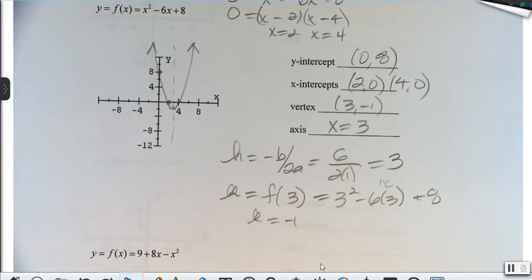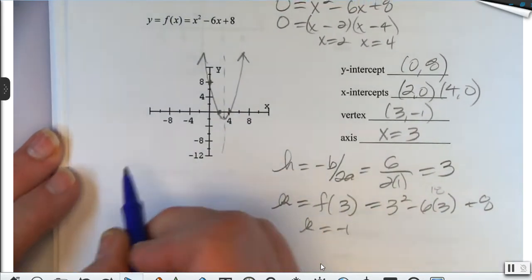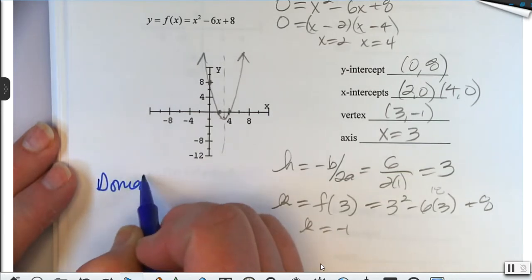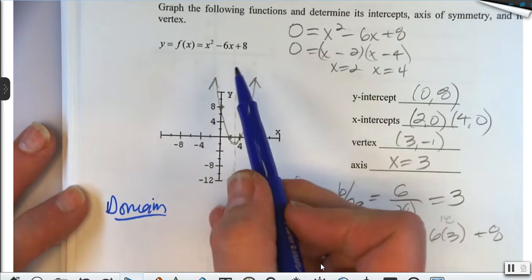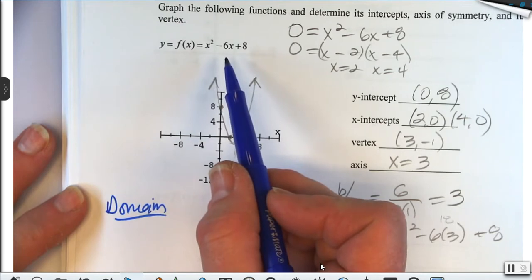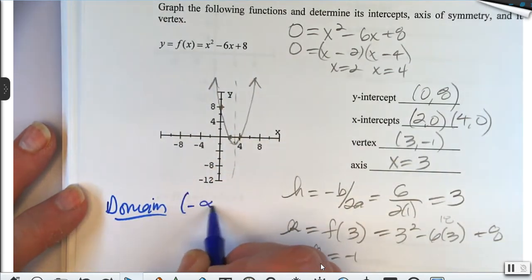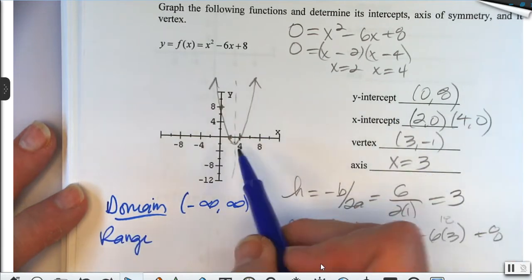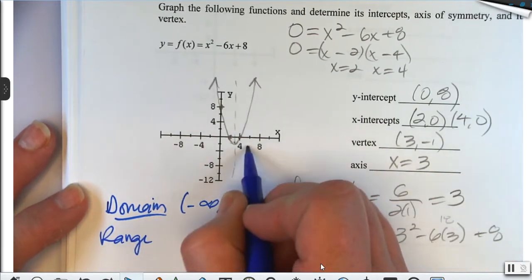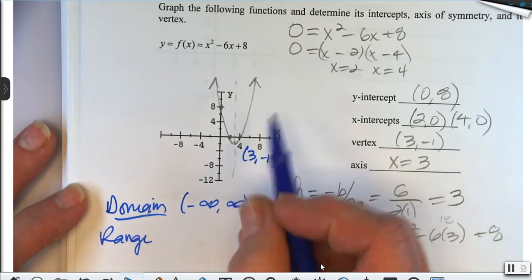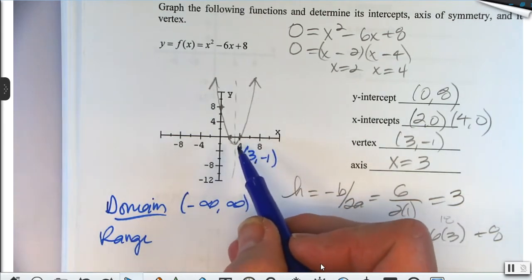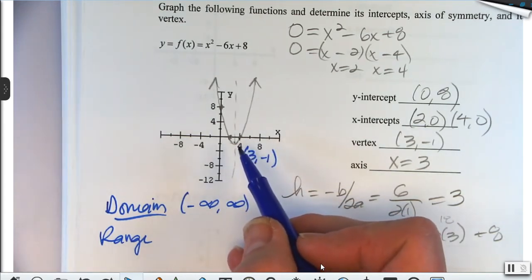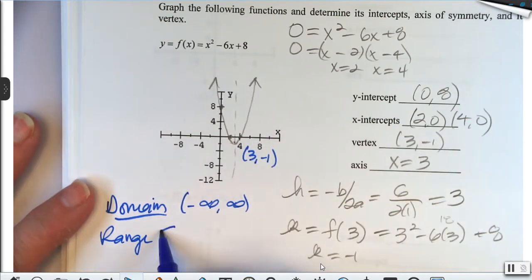Now, one other thing I want to know here is, let's say we were talking about domain and range. So domain, when you're dealing with a quadratic function, there's no limitation on what we can put in for x. We can put in anything we like. But the range, if we look at the graph here, here's my vertex at (3, negative 1). Because we're opening upward, this is the lowest point on the graph. So my y values are going to start at negative 1, and they're going to go on from there.